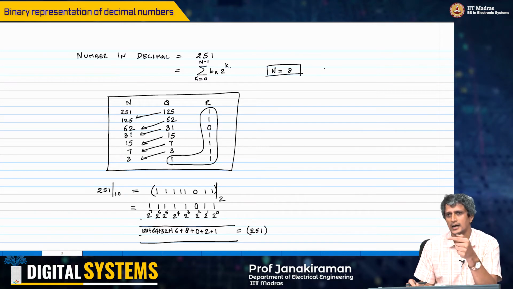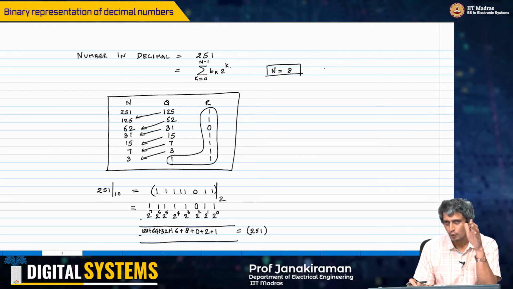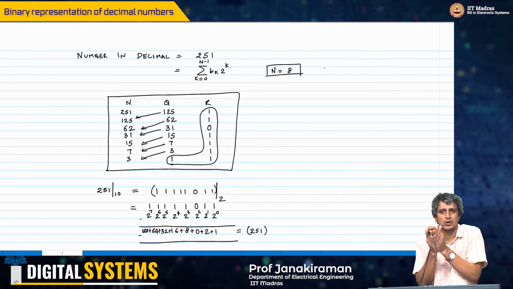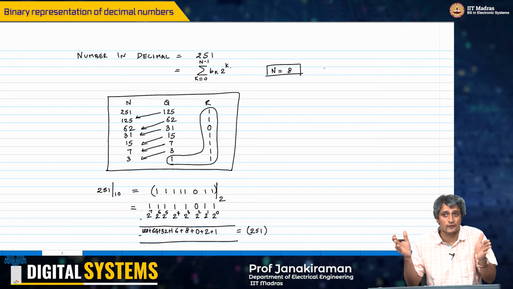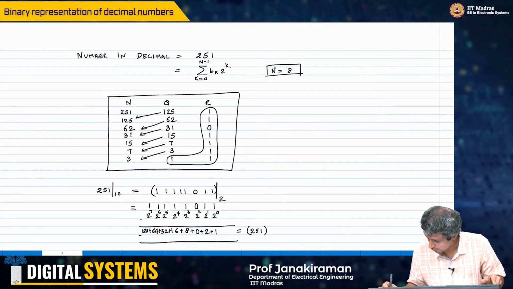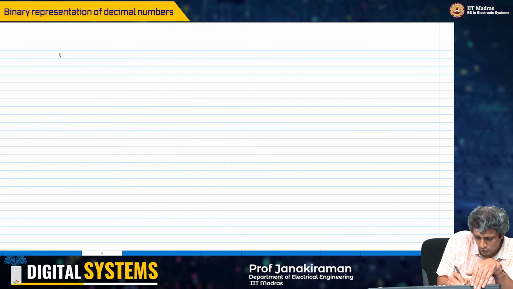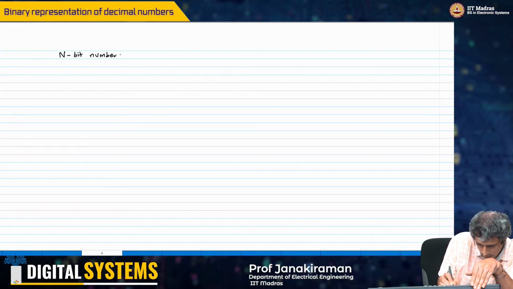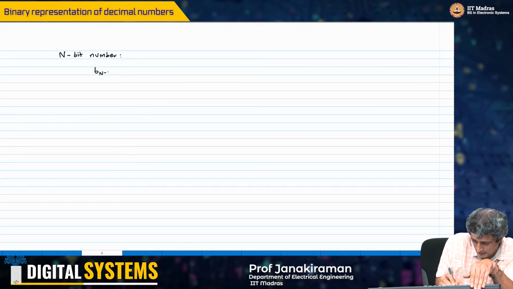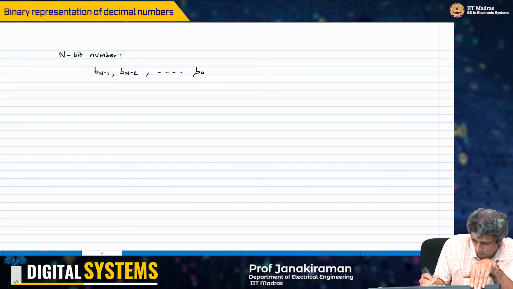In general, you could also ask the other question. Suppose I give you an n-bit number, then what is the range of integers in the decimal system that this n-bit number can represent? So, we will look at that question next. So, I have an n-bit number, and I am going to represent it like this: Bn minus 1, Bn minus 2 all the way to B0.